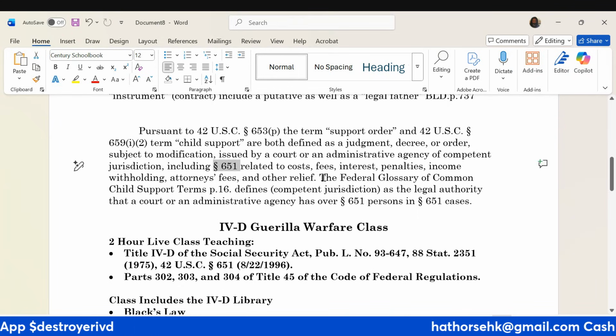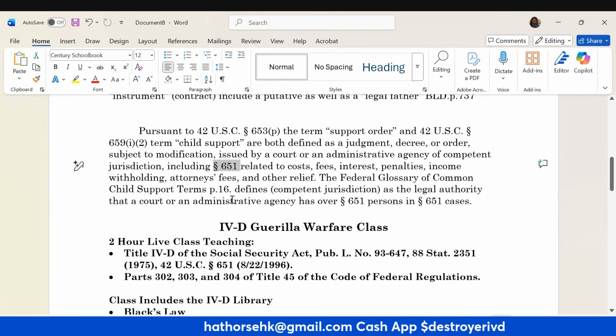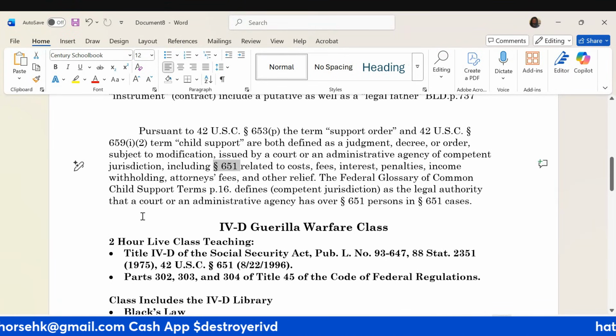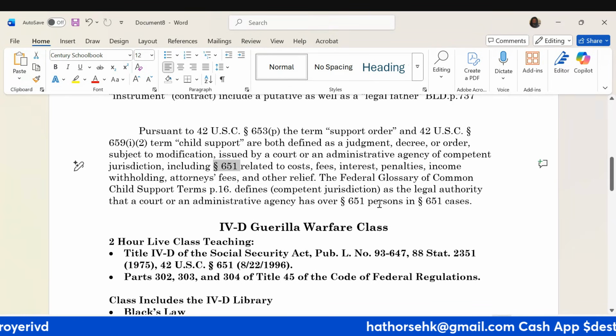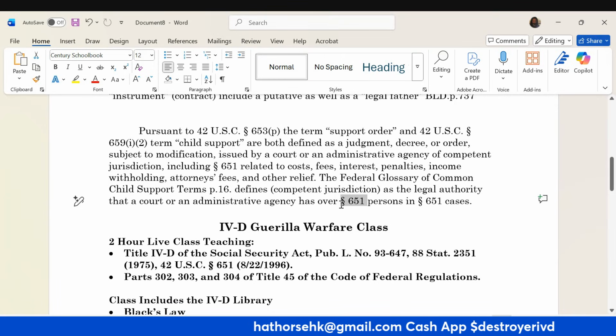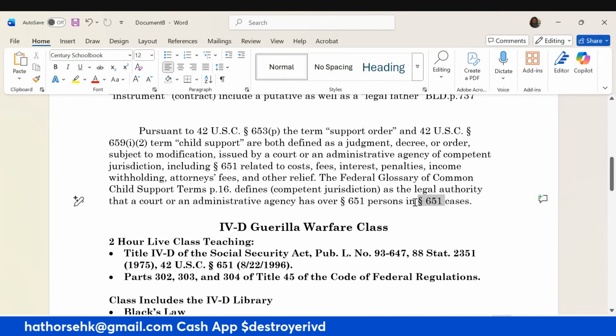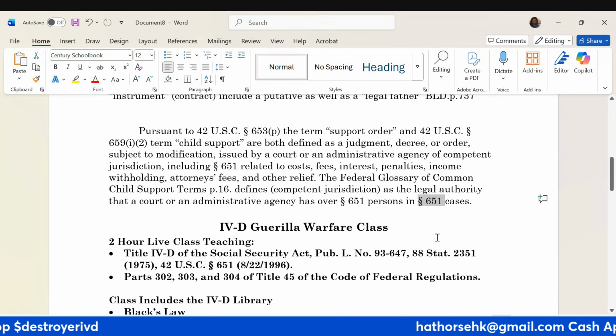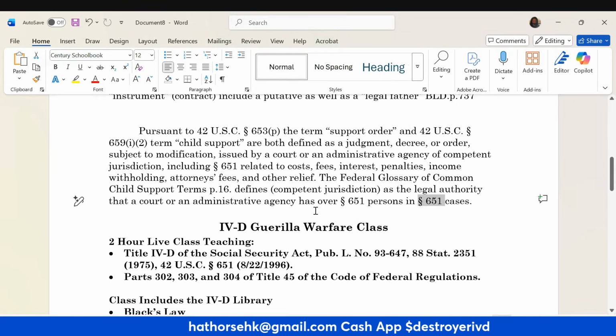Fun part. Again, the Federal Glossary of Common Child Support Terms, page 16, defines competent jurisdiction as the legal authority that a contracted court or the 4D agency has over what? Title 4D persons, which are what? Non-custodial parents, who are subject in what? Title 4D cases. Okay? You have to read their statutes. All right, gentlemen, I've given you something to ponder on.